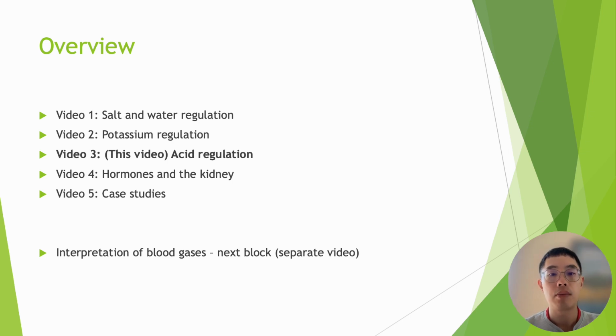While you will also learn about acid regulation in your pulmonary block, the renal acid handling is unique in that it's able to handle non-volatile acids, or acids that cannot be converted into carbon dioxide and be subsequently excreted through our respiratory system. Please note that interpreting acid-base disorders from blood gases will be covered in the next block.